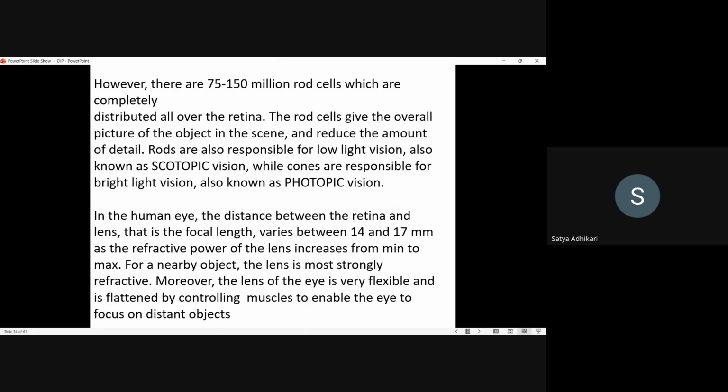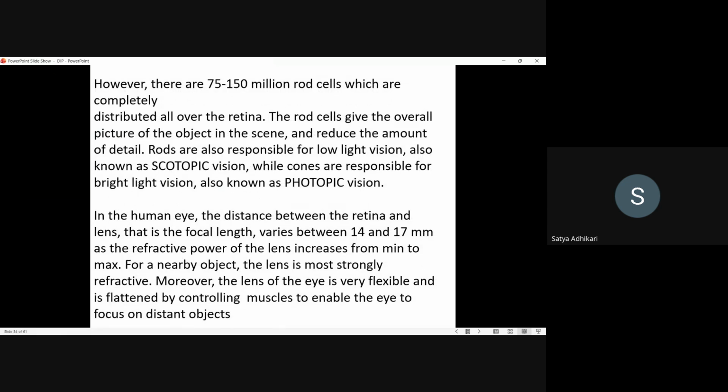In our eye, the distance between the retina and lens, that is the focal length, varies from 14 to 17 mm as the refractive power of the lens increases from minimum to maximum. For a nearby object, the lens is more strongly refractive. Moreover, the lens of the eye is very flexible and is flattened by controlling muscles to enable the eye to focus on a distant object. If the object is far, it is very flexible and the muscles can flatten it to enable the eye to focus on distant objects. So you can view an object, whether it is very near to you or very far from you.